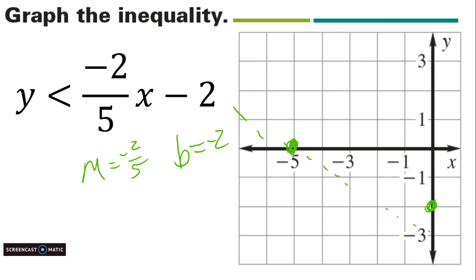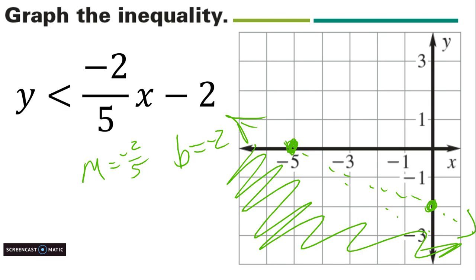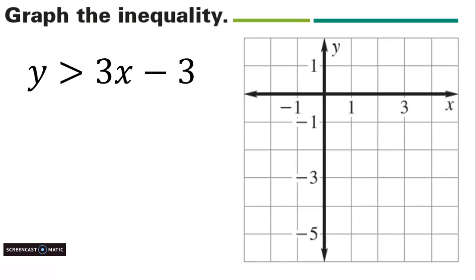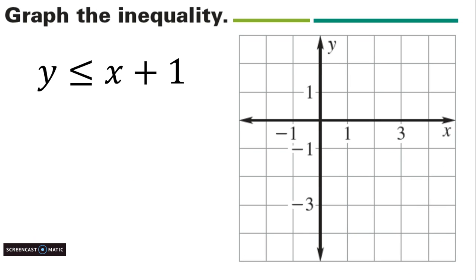Oops, I missed it. My hand was obstructing my view. So let's try that again. That's a little bit better. So draw arrows on either end. It's less than, so we are going to shade below. Perfect. Let's find one where it is an equal to. There we go. We got m equals 1.